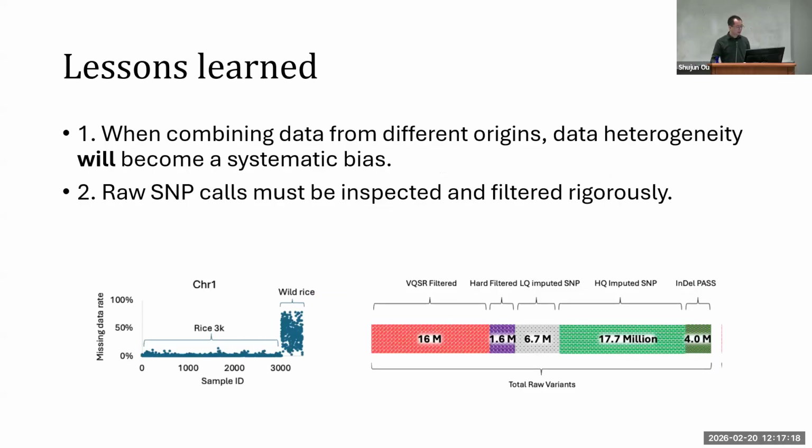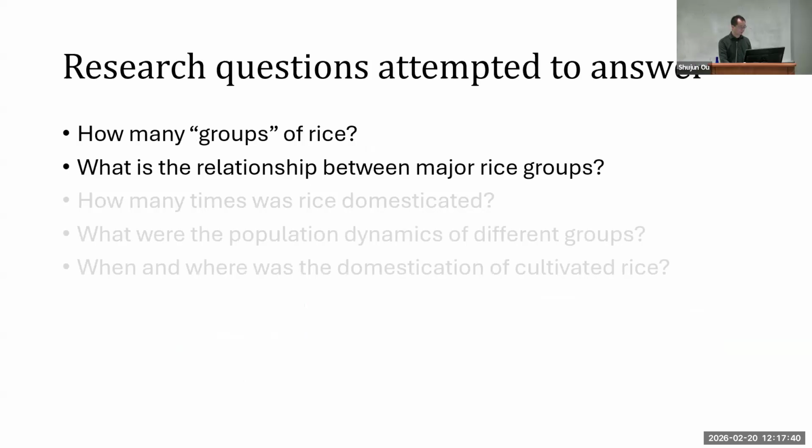The lesson learned is that when combining data from different origins, the data heterogeneity will become a systematic bias, so you have to consider that and try to remove the bias. And the raw SNP calls must be inspected. If you pull them up on IGV, you will see how noisy the data are, and then filter rigorously. It's better to be cautious here than to be inclusive.